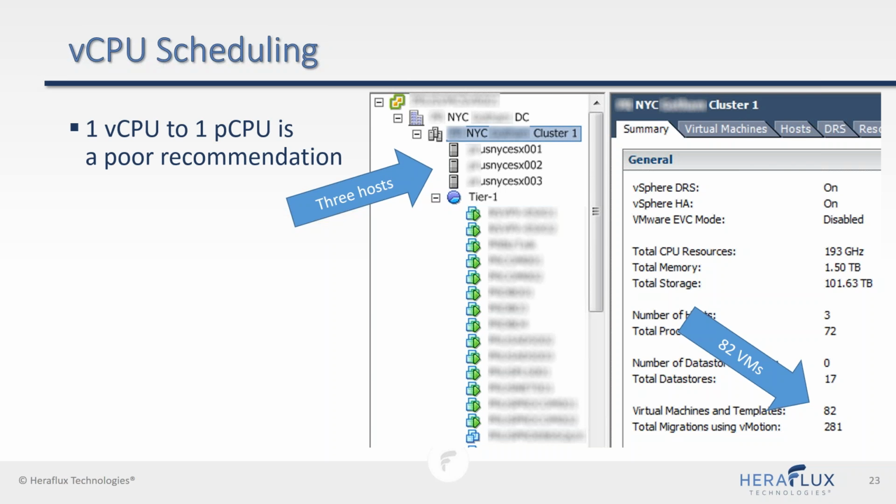One virtual CPU to one physical CPU is a poor recommendation. There's a lot of discussion online about, to be conservative and safe, do 1-to-1. And if you're looking at being absolutely conservative and absolutely safe, yeah, start here. But if you do this, you might not be taking the full advantage of that physical hardware, and as a result, your SQL Server licensing footprint goes up, which stings.